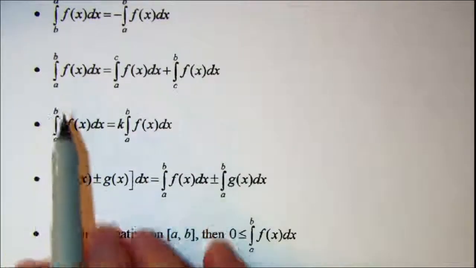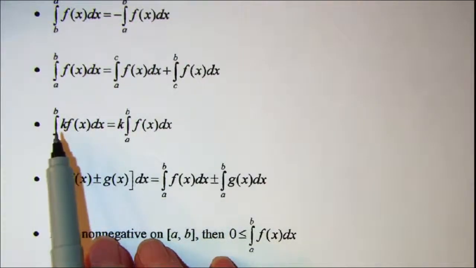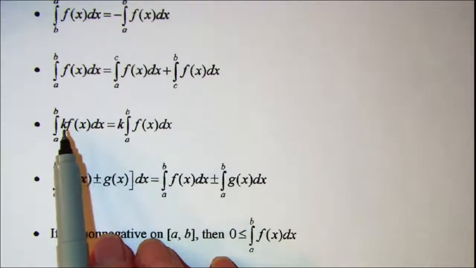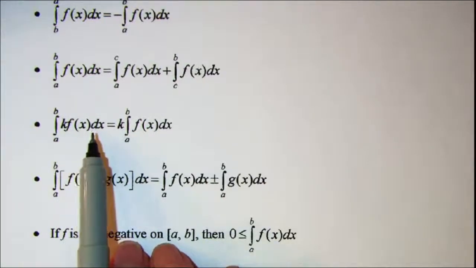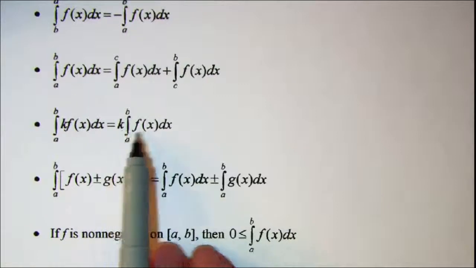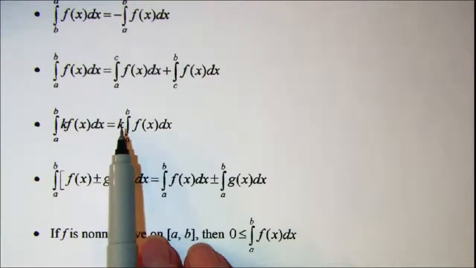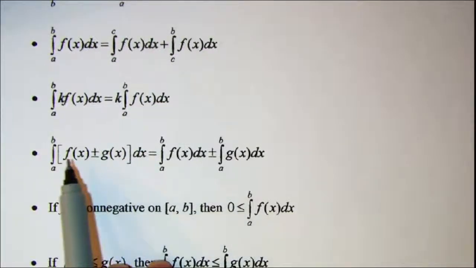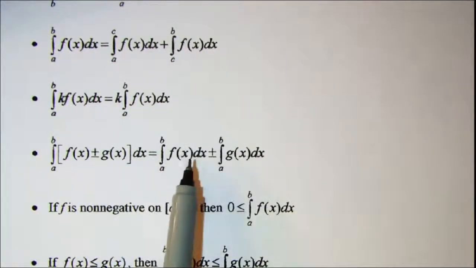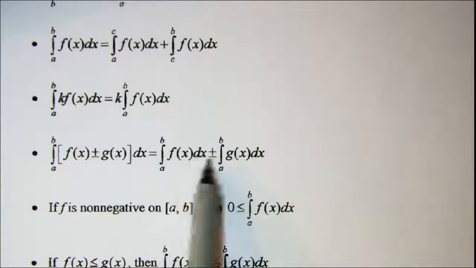Our next property is finding the integral of some constant k times a function dx. And this just says that we can pull that constant k out in front of the integral. This property, we can split into separate integrals of x.